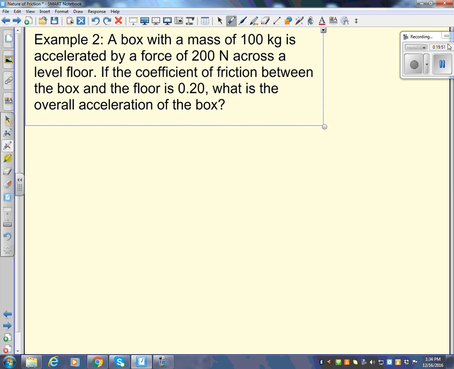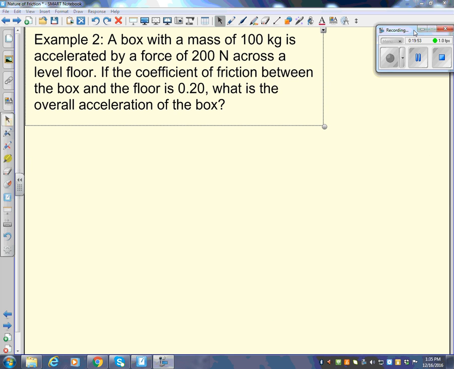Two more to go. This time we have a box of mass 100 kilograms. It's accelerated, not a constant velocity. It's accelerated by a force of 200 newtons across a level floor. If the coefficient of friction between the box and the floor is 0.2, what is the overall acceleration? We're solving for A. Let's draw our picture.